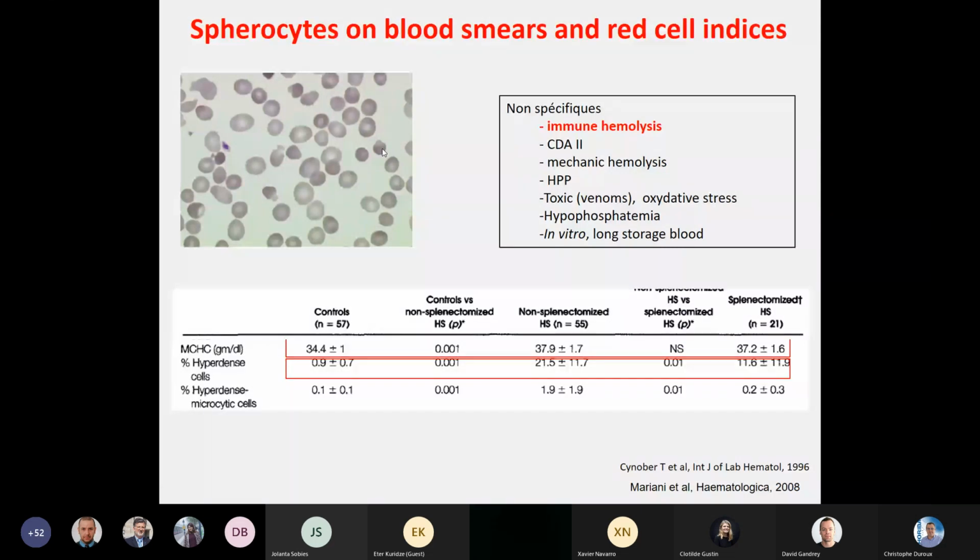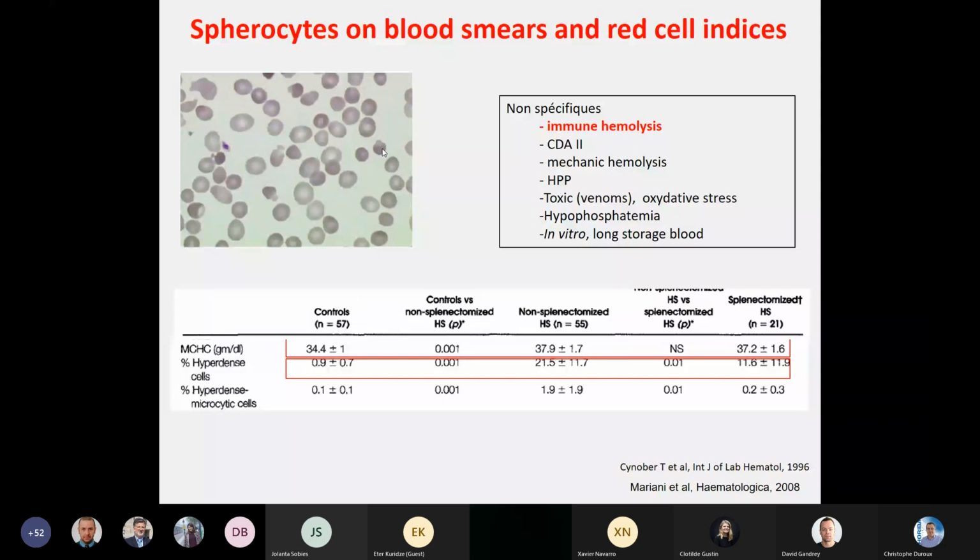There are not that many publications that evaluate the percentage of spherocytes you can get in spherocytosis. There is one that was published in 2008 in Hematology from an Italian group, over 300 spherocytosis patients. What they observed is that most patients have spherocytes, sometimes a very low number, but they are rarely absent. The most important thing to know about this spherocyte is that, of course, it's not specific, and you can find spherocytes on blood smears in many other conditions.